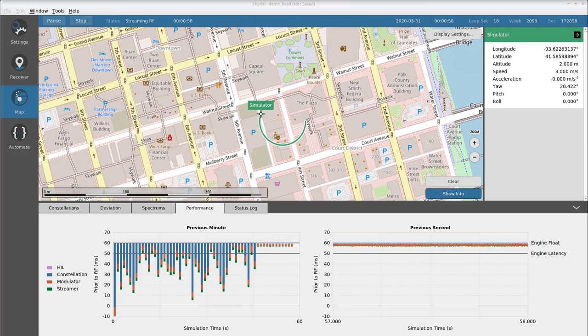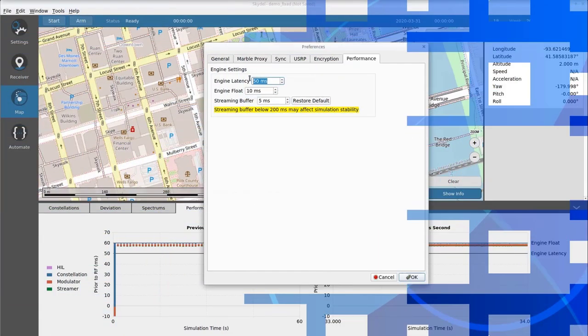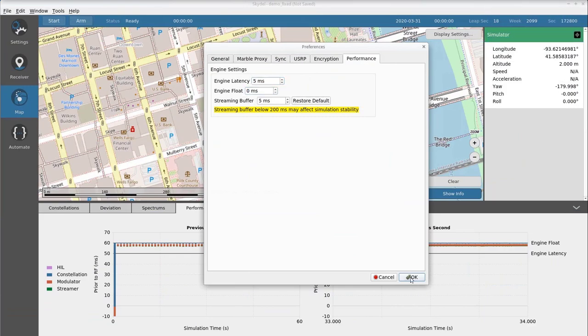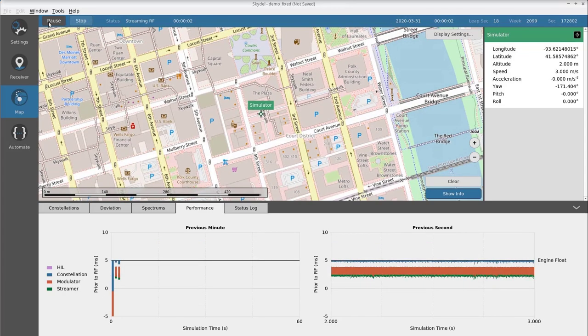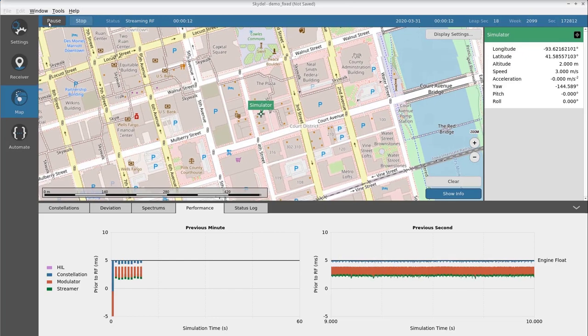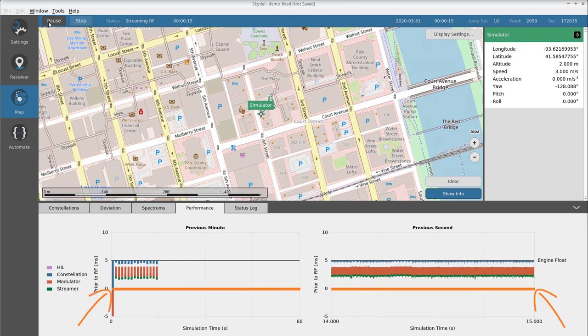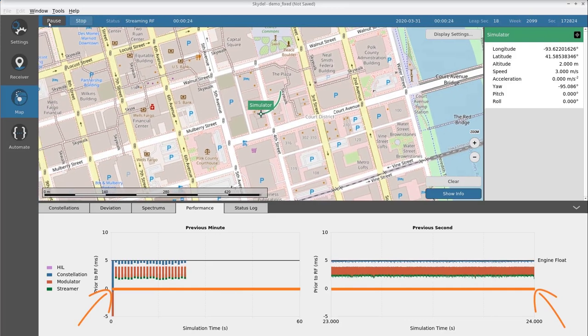By using the graph, we can determine how much time the engine needs to generate the RF data. For this configuration, let's run the simulation with the latency set to 5 milliseconds. This guarantees the simulator engine will have at least 5 milliseconds to perform the necessary calculations. You can see we are pushing the system to the limits, but as long as the constellation, modulator, and streamer stay away from that 0 line, the system is stable and will continue to simulate.